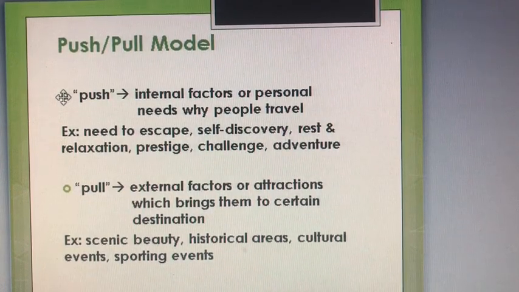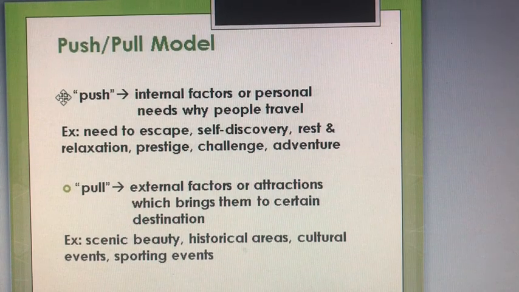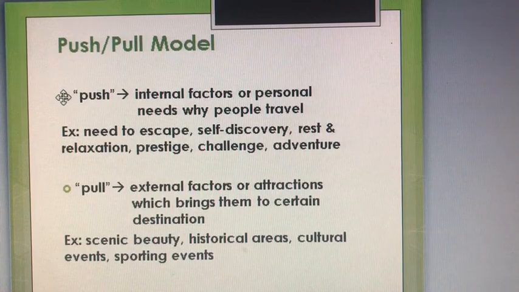Okay, yung sa push naman, internal factors yon, yung parang, ano yung mga needs natin, di ba? Like, for example, need to escape, self-discovery, rest, relaxation, prestige, adventure, yun yung mga internal factors. Okay? So, yung sa pull naman, external factors, ito yung kumbaga yung bagay kung bakit tayo pumupunta dun sa lugar na yon. Okay? Yun yung mga attractions, yung scenic beauty, yung historical areas, the cultural events, the sporting events, all of that. Okay?